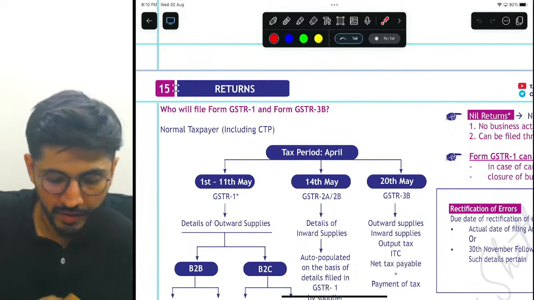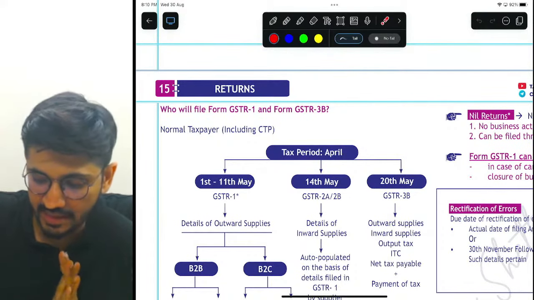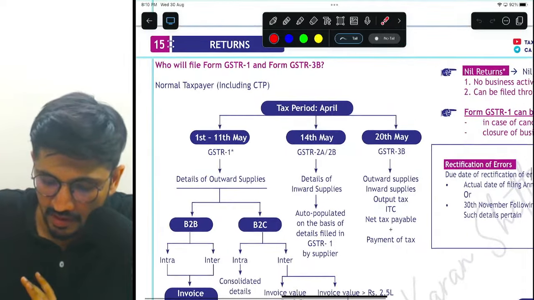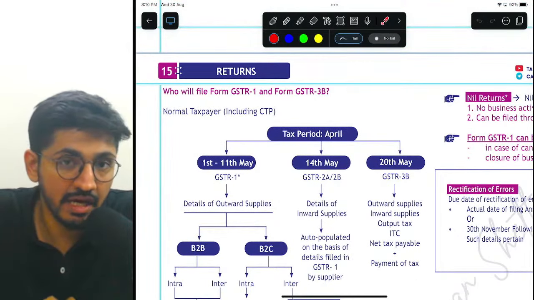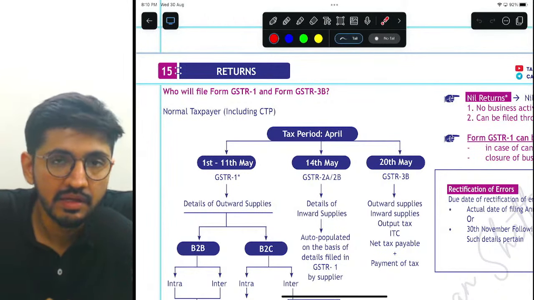Okay, guys. Let's do returns. Let's revise it quickly. So, friends, the first part that comes in returns is GSTR1 and GSTR3B.